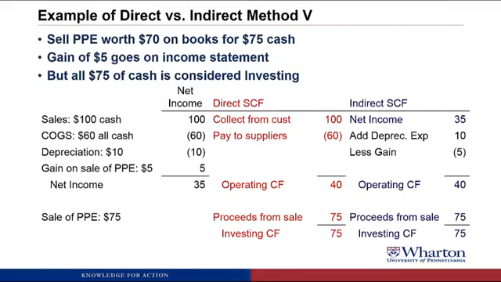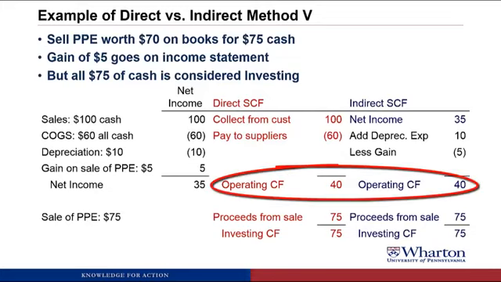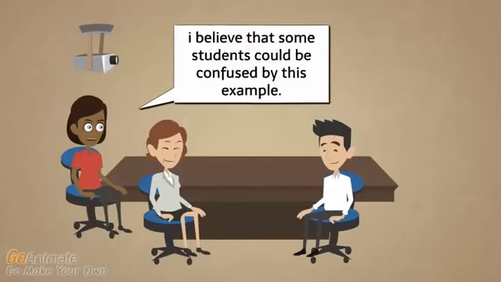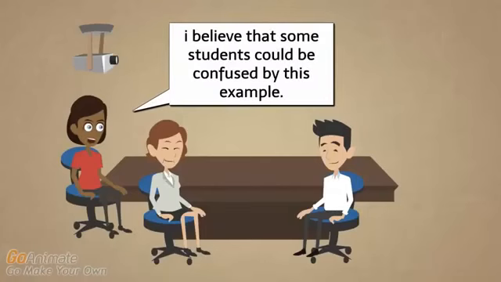Under the indirect method, we start with net income, which is $35. We add back depreciation expense of $10 because it's a non-cash expense. And then we have to remove the gain, otherwise we'll double count that cash flow. A gain increases net income, so to remove it, we need to subtract the gain. Once we do that, we end up with operating cash flow of $40, so it's the same under the indirect and direct method. And then we have, again, the full cash flow from the sale of the PP&E, $75, as an investing cash flow. I believe that some students could be confused by this example.